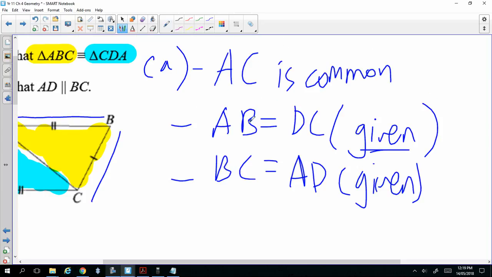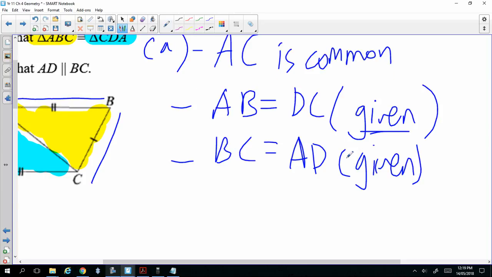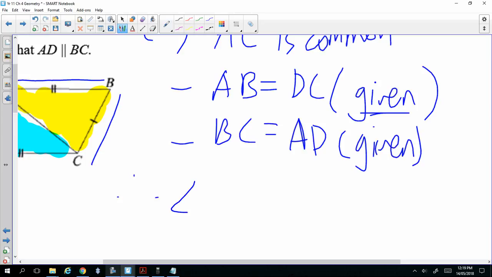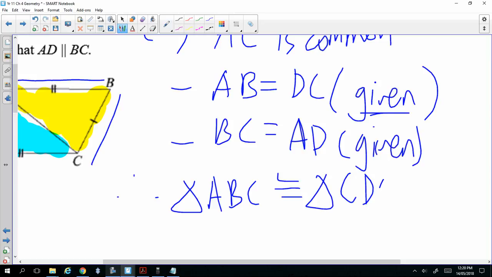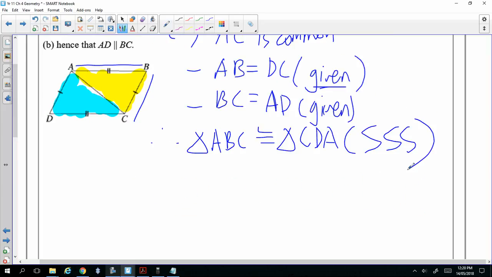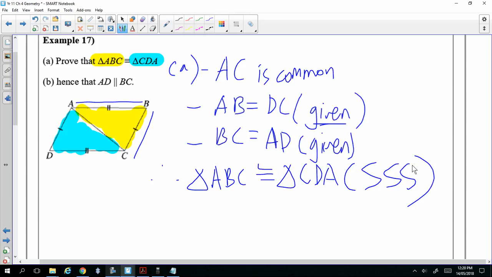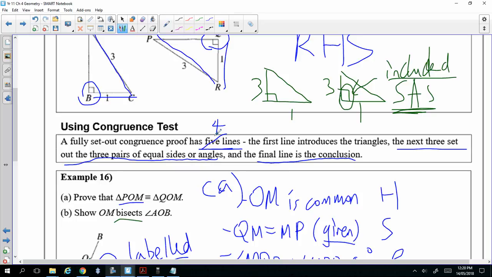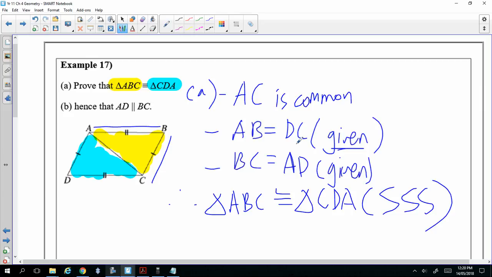Okay, now we can write a conclusion. Therefore, triangle ABC is congruent to triangle CDA. Give a test. Jeremy, what test should we use? SSS, perfect. All right. What's the first line? AC is common. That's right. So therefore, I changed the rule. It's 4 lines. Yeah. Okay. You don't need to write the first line. I think it's a waste of time. No, I just need these 3 and that. This is what you need. Okay.